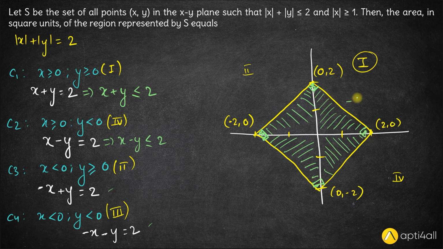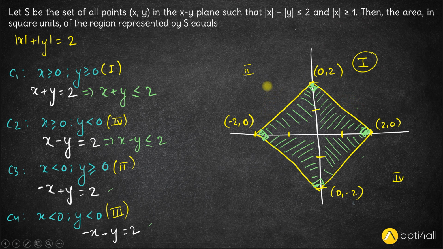The slope of this line is -1, the slope of this line is +1, this is -1, this is +1. So if you look at the product of the two slopes, it comes out to be -1. That means the two lines are perpendicular. Same is the case everywhere. So all these lines are perpendicular to each other.